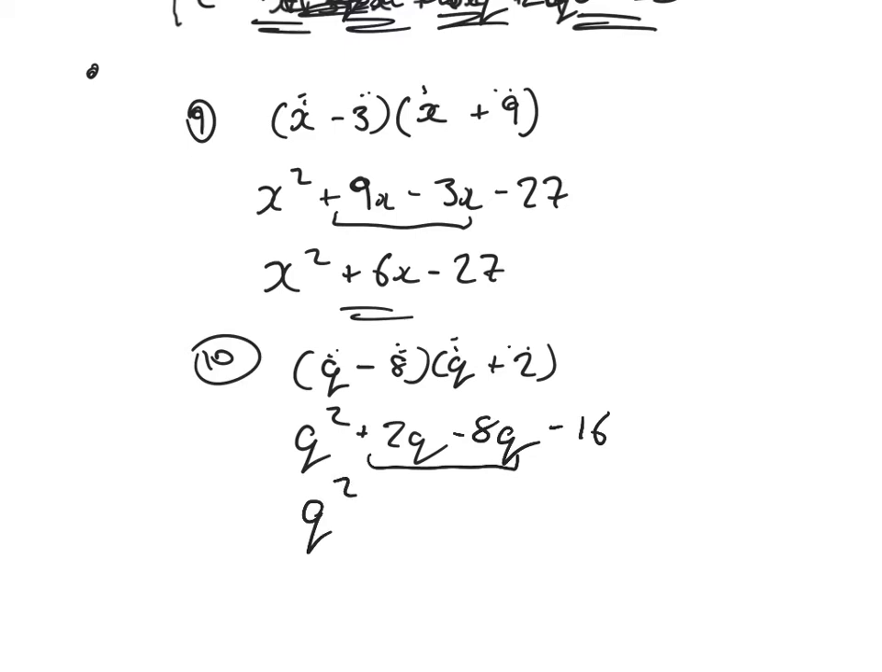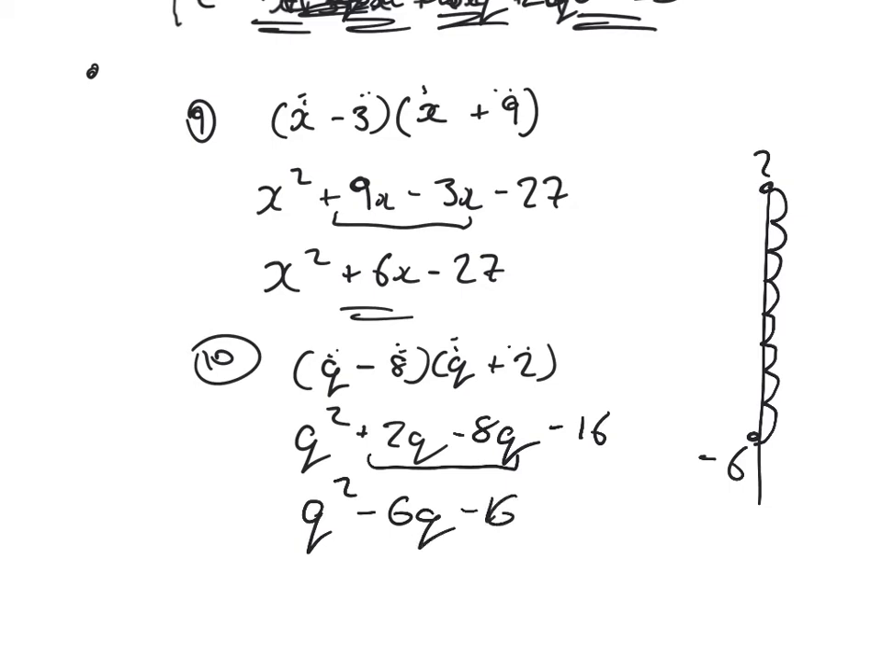Okay, we've got 2q minus 8q. So if you're at 2 and you travel down 8, that will take you down to minus 6. That's q squared minus 6q minus 16. Final answer.